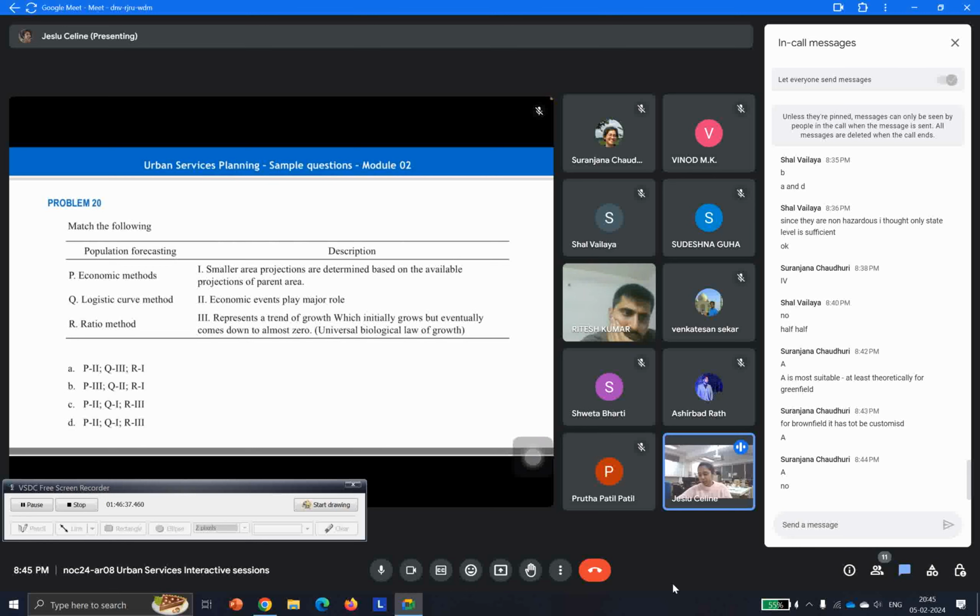So different population forecasting methods are given and their descriptions are given. So economic method, logistic curve method, ratio method, and the descriptions are: smaller area projections are determined based on the available projections of a parent area. Then economic events play a major role. And the third one represents a trend of growth which initially grows but eventually comes down to almost zero, which is a universal biological law of growth. So economic method, the first one, smaller area projections are determined based on the available projections of a parent area.